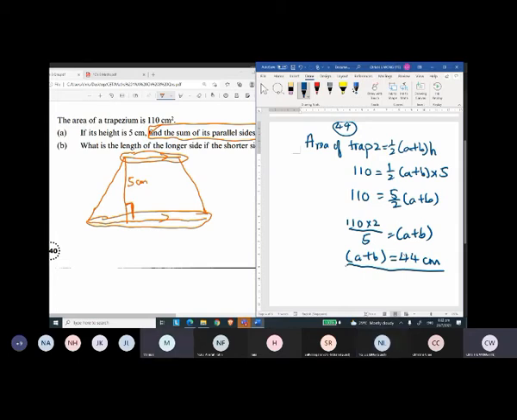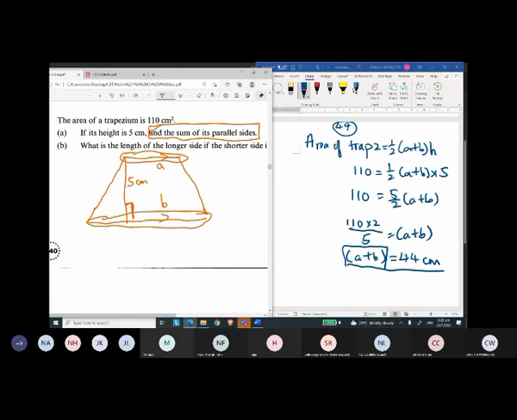Yeah, because the sum A plus B is the answer. This is A, this is B. A plus B is 44. You cannot times 2 or divide by 2. So the first answer is found already, 44.